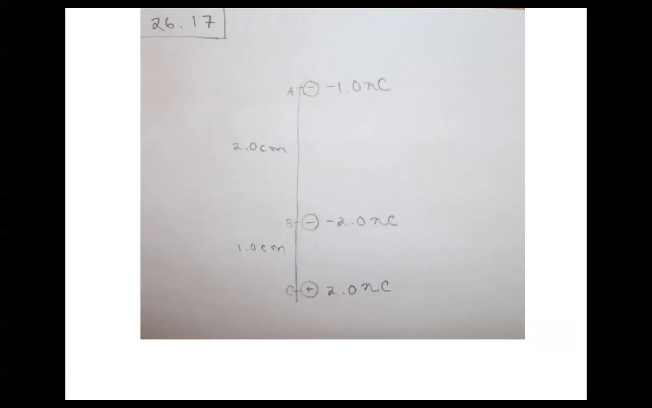This is a figure of three charged particles and the distances between them. Particle A has a charge of -1 nanocoulombs, which is 2 centimeters away from charge B, which has a charge of -2 nanocoulombs. And this is 1 centimeter away from charge C, which has a charge of +2 nanocoulombs.